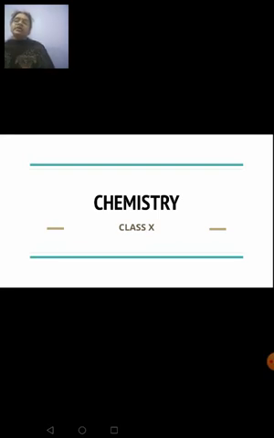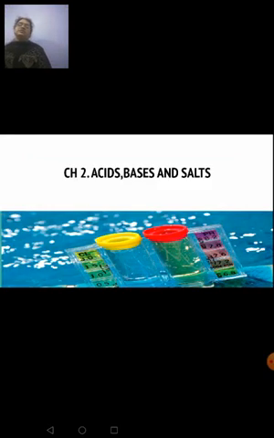Okay, so today I'll be starting with the next chapter, that is acids, bases and salts. In today's session we'll have a brief introduction about acids, their properties, bases, their properties, indicators, types and their uses.